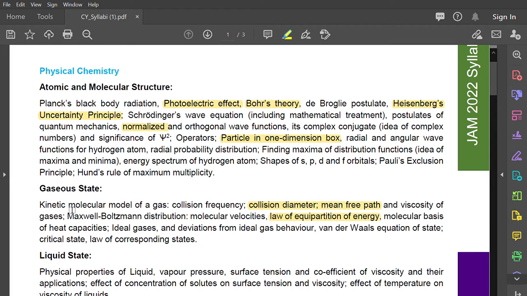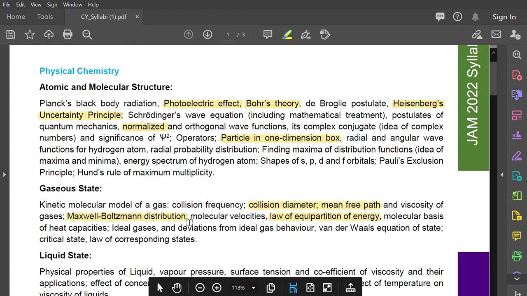Maxwell distribution, Boltzmann distribution for molecular velocities. They can give you a graph and ask what is C average, C RMS, and C most probable, how they are related, their ratios, or they can give you three such velocities within the graph and ask which is the correct graph. These types of questions are always asked.